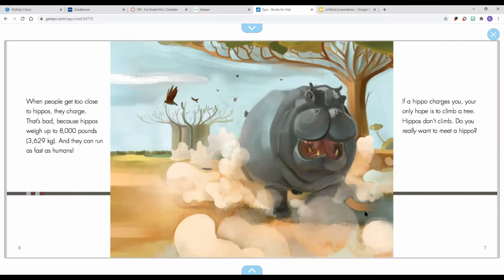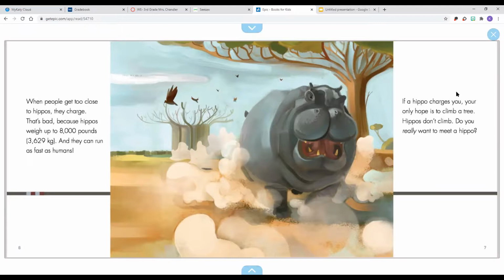So I'm going to say, if a hippo charges, and I'm literally just writing down from right here. If a hippo charges you, your only hope is to climb a tree. Okay. What about another detail on this page?